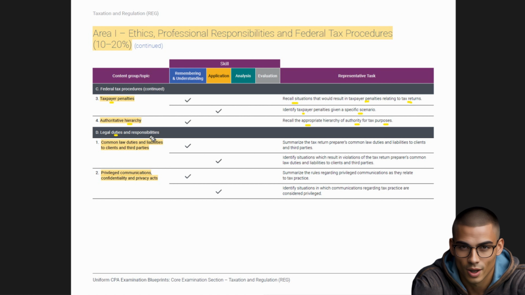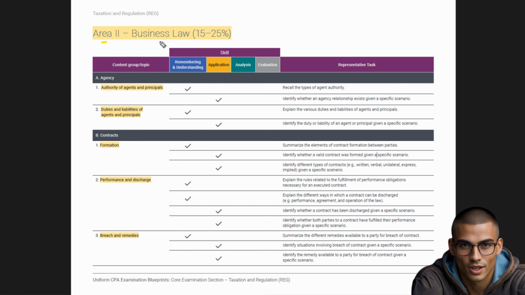Moving on to legal duties and responsibilities, we have common law duties and liabilities to clients and third parties, where you'll need to summarize the tax return preparer's common law duties and liabilities to clients and third parties. You'll also need to identify situations which result in violations of tax return preparers' common law duties and liabilities to clients and third parties. Next, we have privileged communication, confidentiality, and privacy acts, where you'll need to summarize the rules regarding privileged communication as they relate to tax practice, and identify situations in which communications regarding the tax practice are considered privileged.